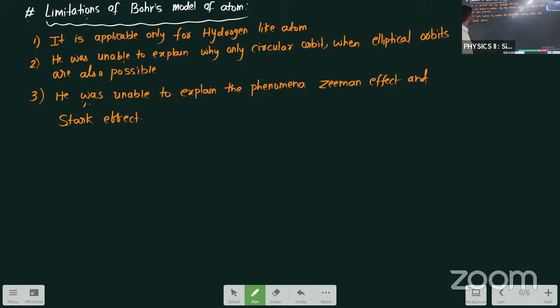What is the first limitation of Bohr's model of atom? It is applicable only for hydrogen-like atoms. And what is the next limitation? He was unable to explain why we should only consider circular orbits when elliptical orbits are also possible. And what is the third limitation? He was unable to explain the Zeeman effect and Stark effect. So let us see what the fourth limitation is.